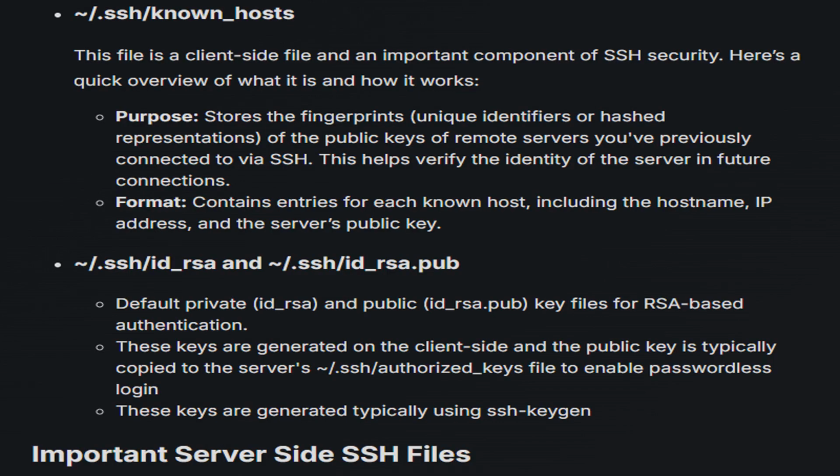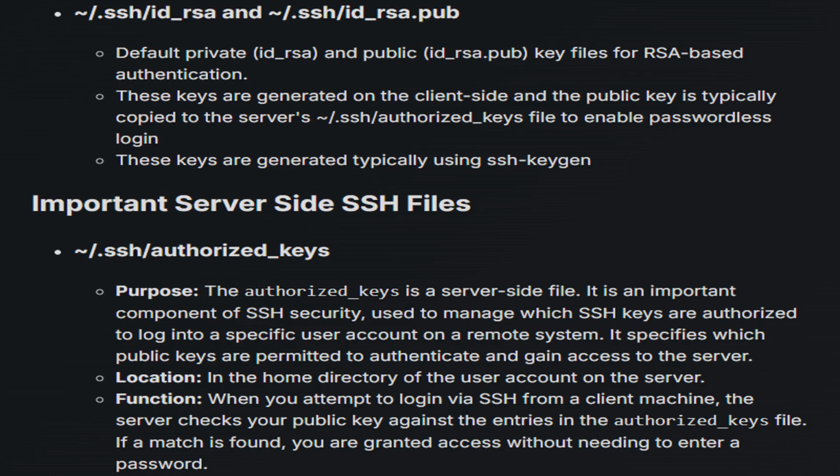The ~/.ssh/known_hosts file is a crucial client-side component for SSH security. It stores the fingerprints of public keys from remote servers you've connected to, allowing SSH to verify the server's identity on future connections. Each entry includes the hostname, IP address, and the server's public key. The text explains the default RSA key files used for SSH authentication, ~/.ssh/id_rsa, the private key, and ~/.ssh/id_rsa.pub, the public key. These keys are created on the client side, with the public key usually added to the server's ~/.ssh/authorized_keys file to allow passwordless login. The keys are generated using the ssh-keygen tool.